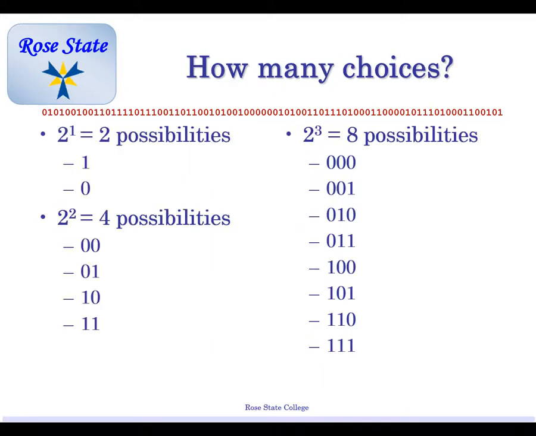So 2 to the 1 is 2 possibilities, 1 or 0. Okay? Easy enough. 2 to the 2 is 4 possibilities. So it's 2 times 2. 2 to the 3rd is 2 times 2 times 2. Okay? So far, so good? Everybody with me? So we're just seeing the number of possible combinations of numbers.